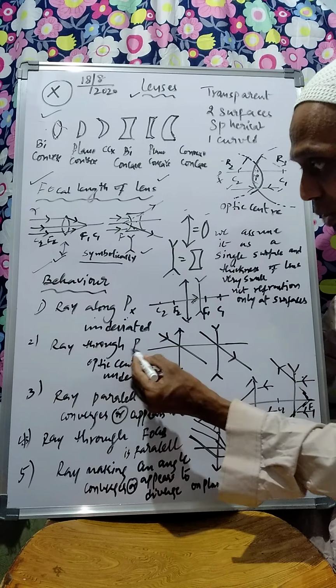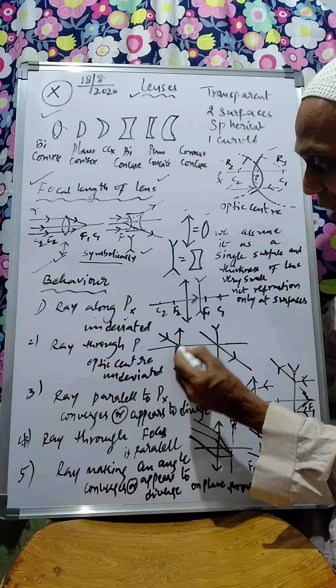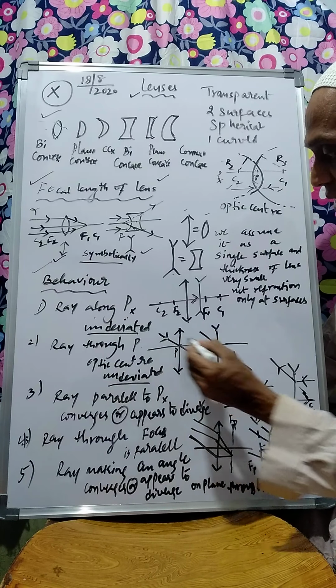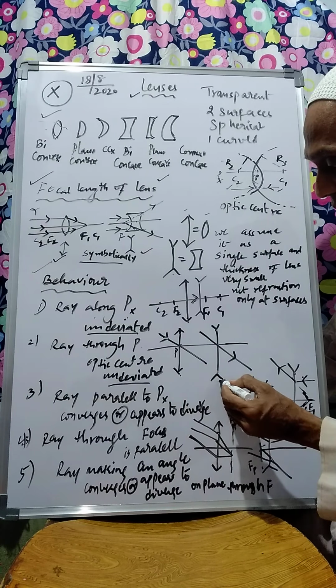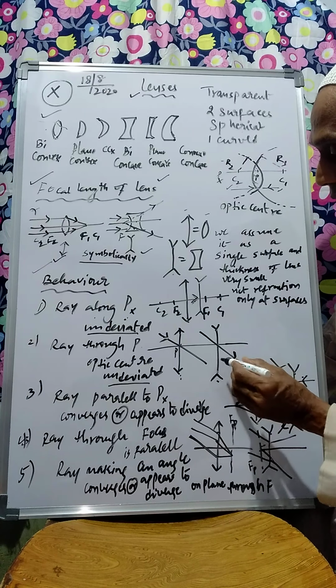Now, a ray through the optic center, this P, this is the optic center, is also undeviated. Second case, a ray through the optic center, both for the convex lens and for the concave lens, it shows undeviated.